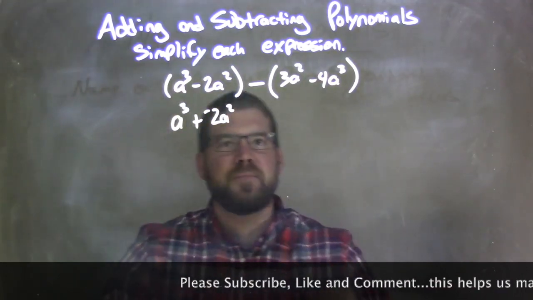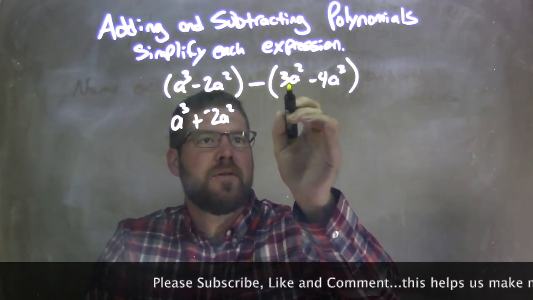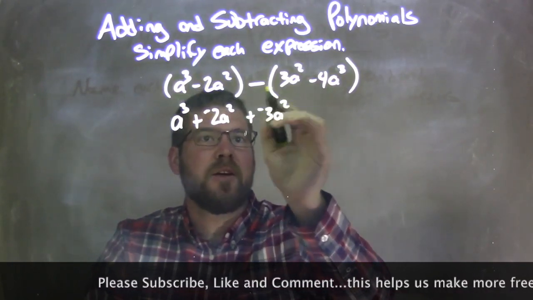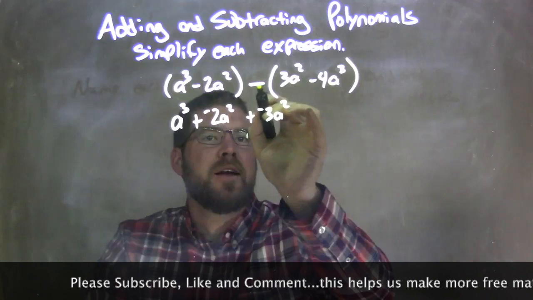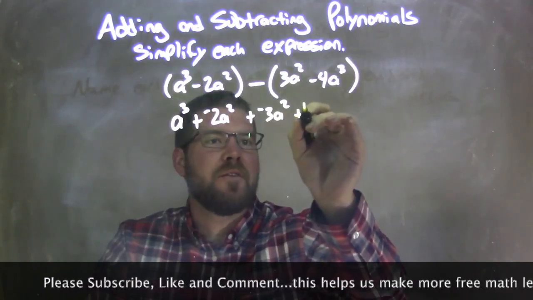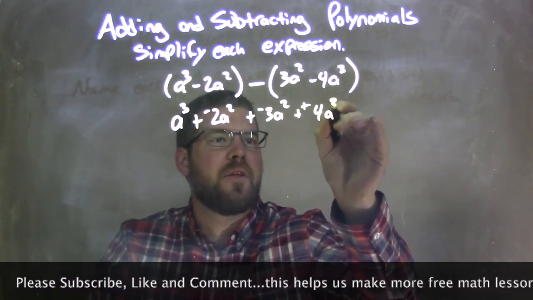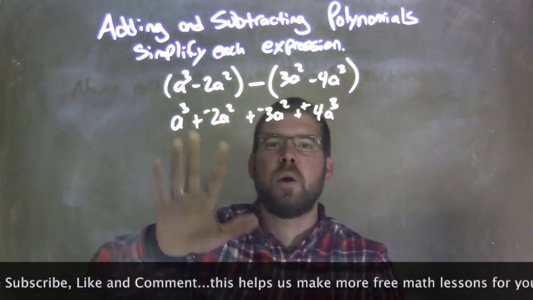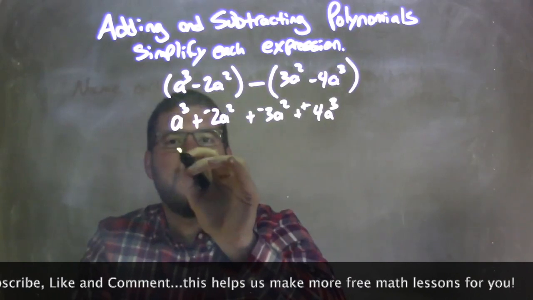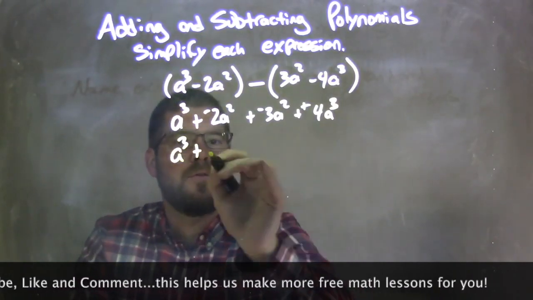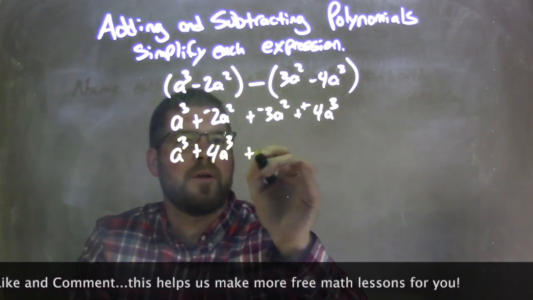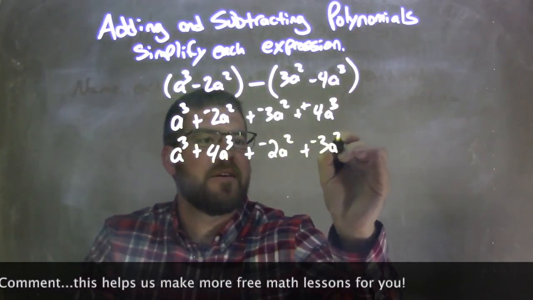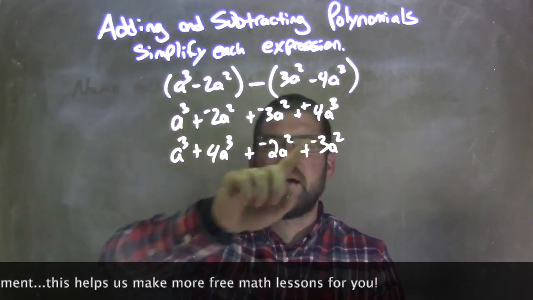Don't really need that there. This minus sign gets distributed to the 3a squared, so we have now a plus a negative 3a squared. And don't forget, it needs to distribute to this one here. Negative, minusing a negative is adding a positive, 4a to the third. Now I'm going to rearrange from my highest degree to lowest degree terms. So we have a to the third plus 4a to the third plus a negative 2a squared plus a negative 3a squared. Notice I'm getting all my terms together.